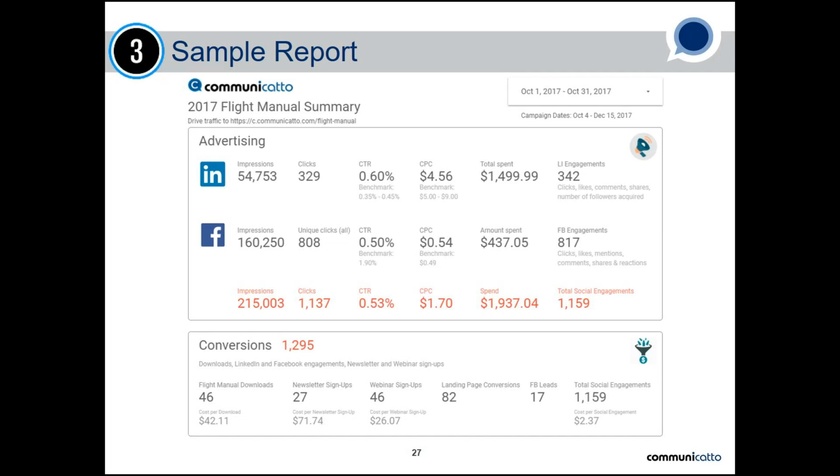So this is an example. And by the way, if you like the look of this report, this is Google Data Studio, which is free to use and really fun and relatively easy to learn. So, Google Data Studio.